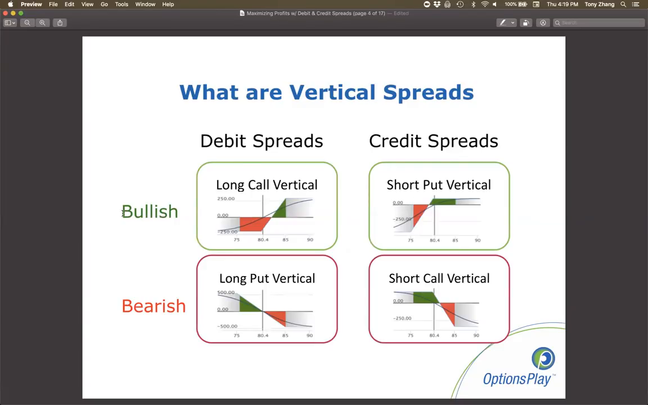And there are basically bullish and bearish spreads, and there are debit versus credit spreads. So we're going to go over each one, what each one means, how to construct them, and then most importantly, actually how to analyze them.